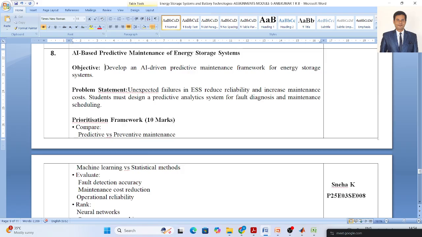You have to develop the framework where you are going to monitor the energy storage at all times.